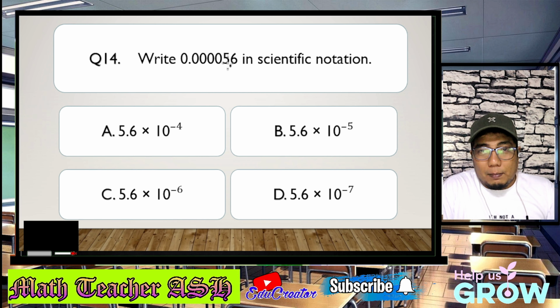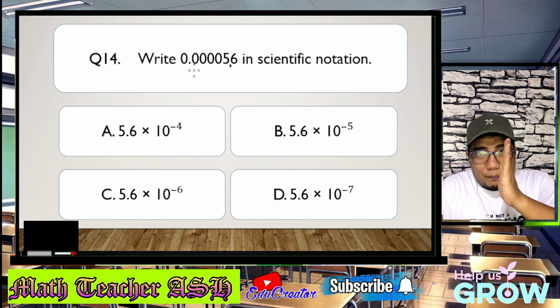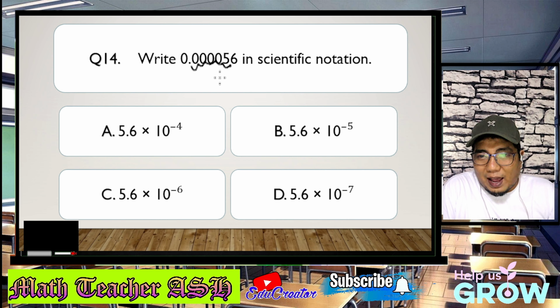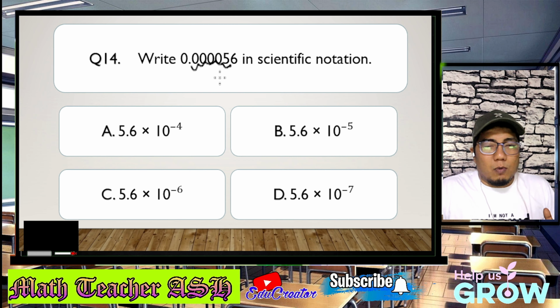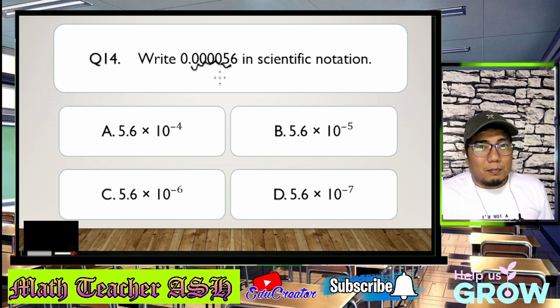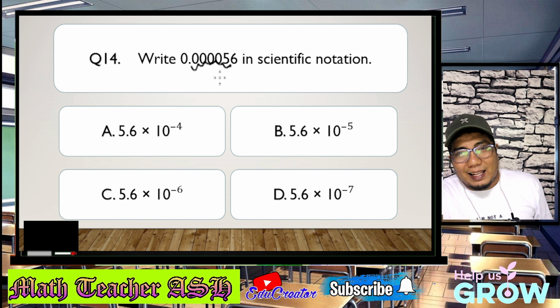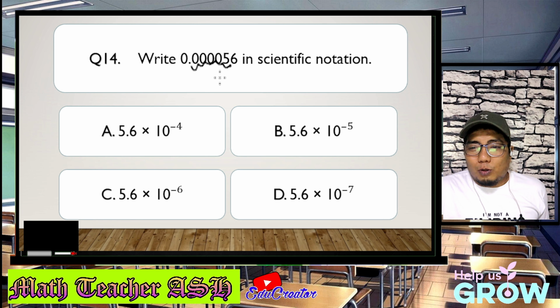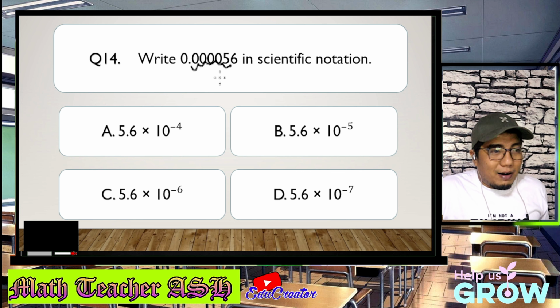So that is 5.6. So now, how many movements is that? So that is 1, 2, 3, 4, 5. So therefore, that is 5 movements. So that is 10 to the power of 5. But since this is a small number, a decimal number, then we will be using the negative exponent. So that would be 5.6 times 10 to the negative 5th power. All right, that is letter B.